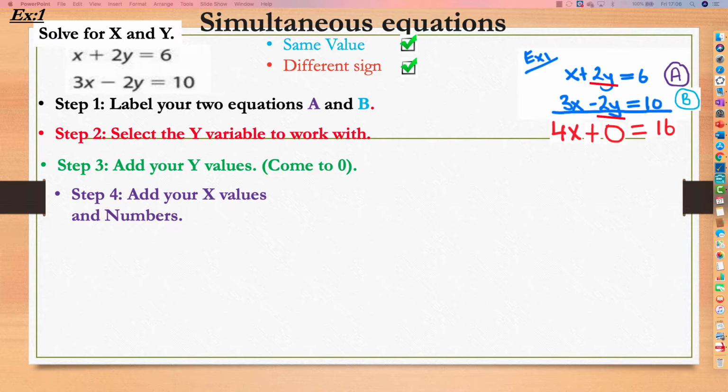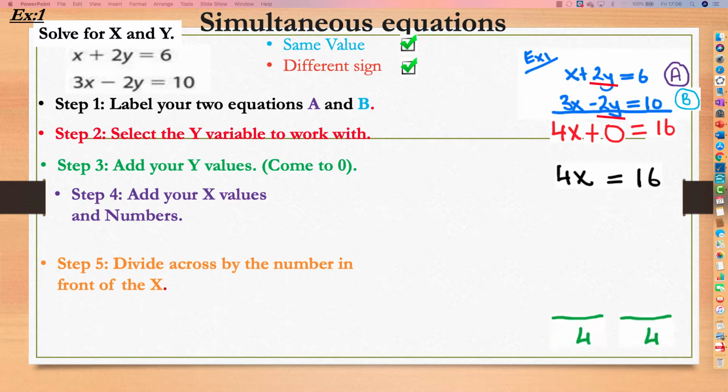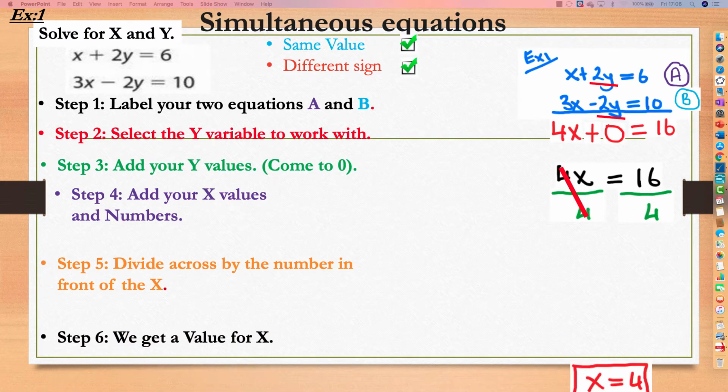6 and 10? 16. So 4x is equal to 16. Therefore, what's x going to be equal to? 4. Exactly. We figured out what x is equal to. X is equal to 4. That's the first thing we want to do. Because our y's cancel straight away, we added our 1x and 3x and we got 4x. We added our 6 and our 10 and we got 16.